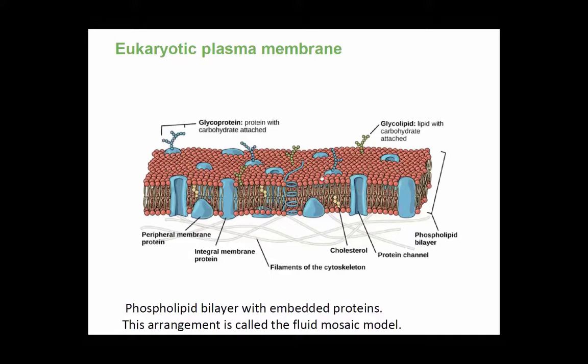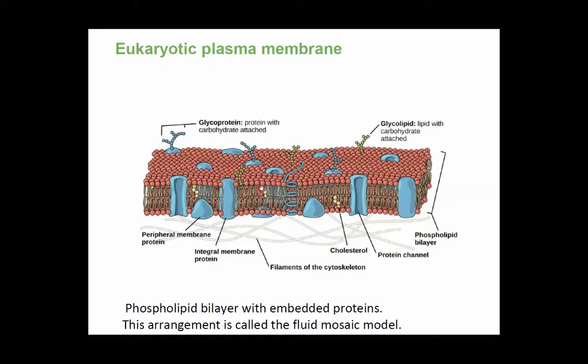These proteins can be modified too. So for example, this is a sugar chain. The sugar chain is attached to a lipid here, a phospholipid, so this is called a glycolipid. You have a glycoprotein here, where a sugar chain is attached to this protein.